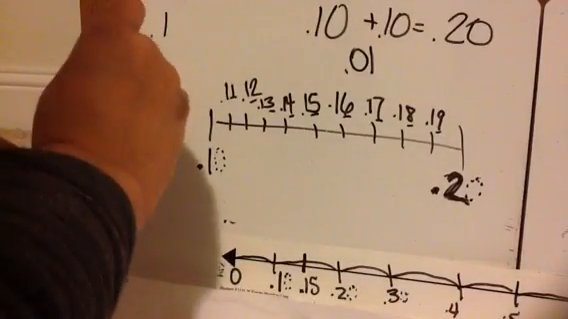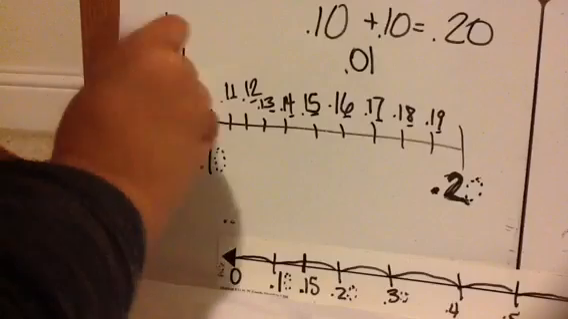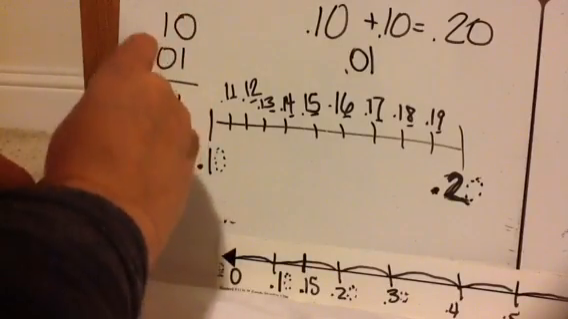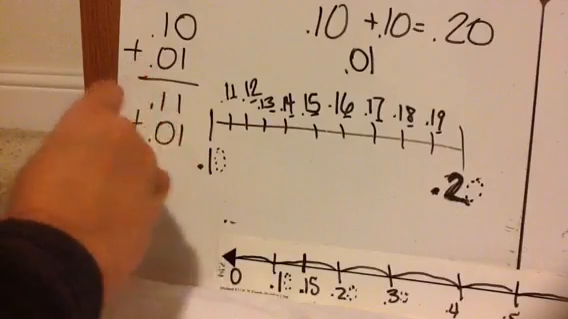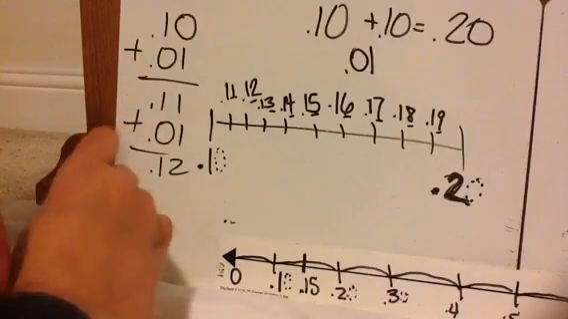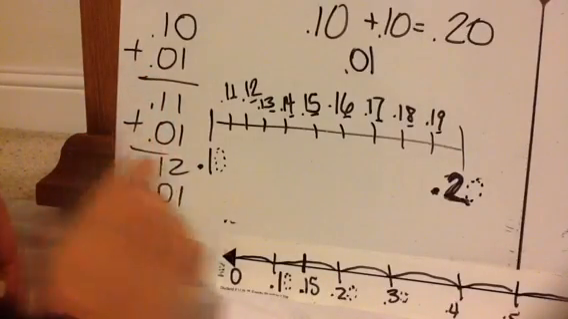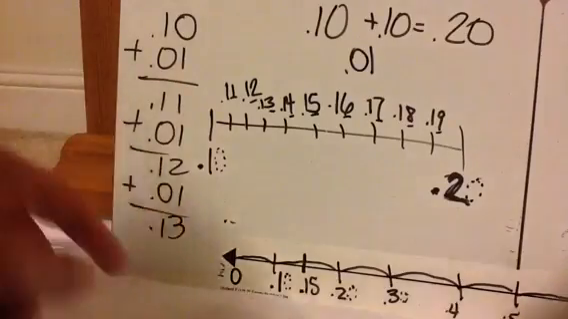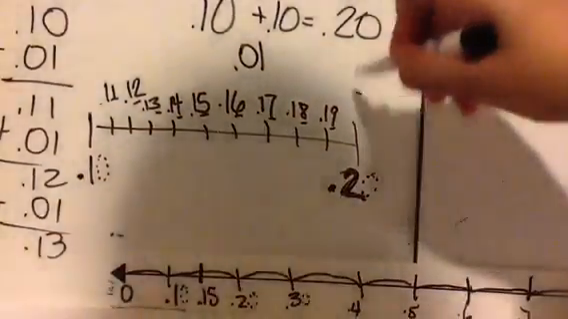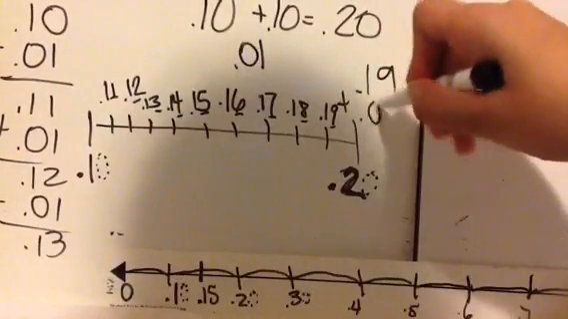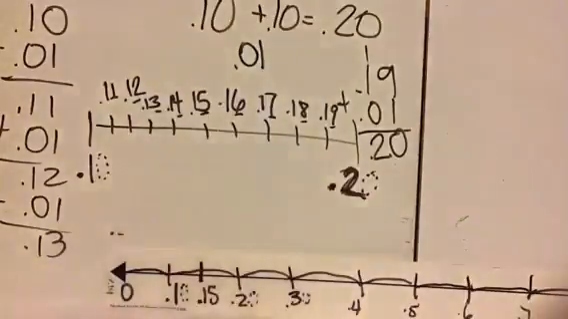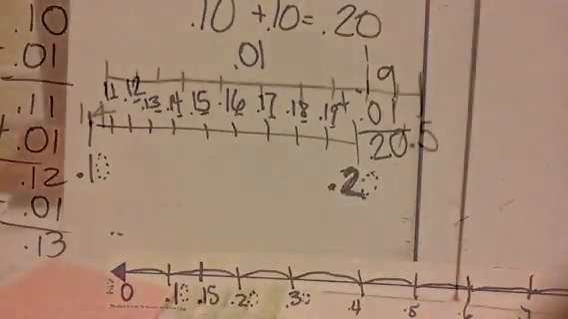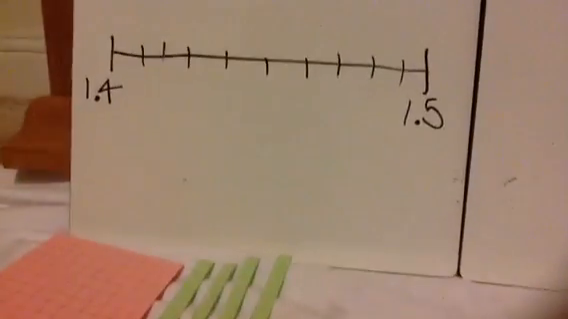So here's 1/10 plus 1/100th. Remember, you put zeros in that spot. So you get 11/100ths. I'm going to add one more 100th to that. You get 12/100ths. I'm going to add one more 100th to that. You get 13/100ths. So that's where all of this is coming from. And then once you get 19/100ths, then you have 20/100ths.